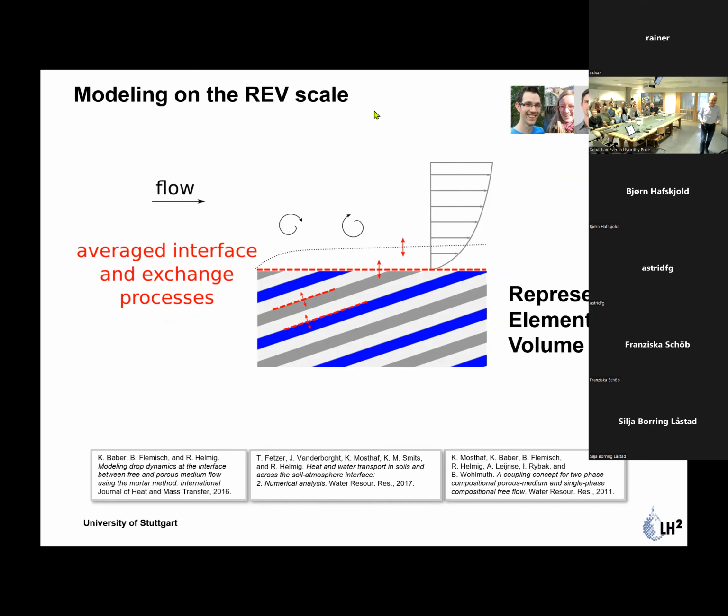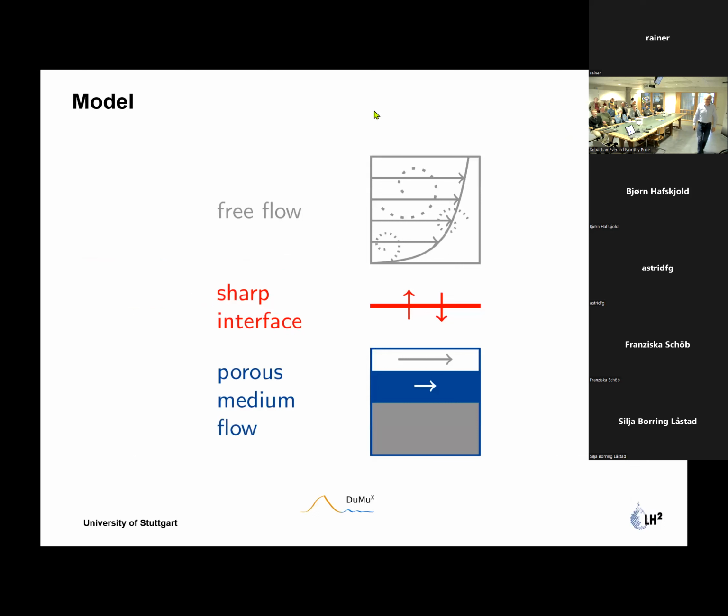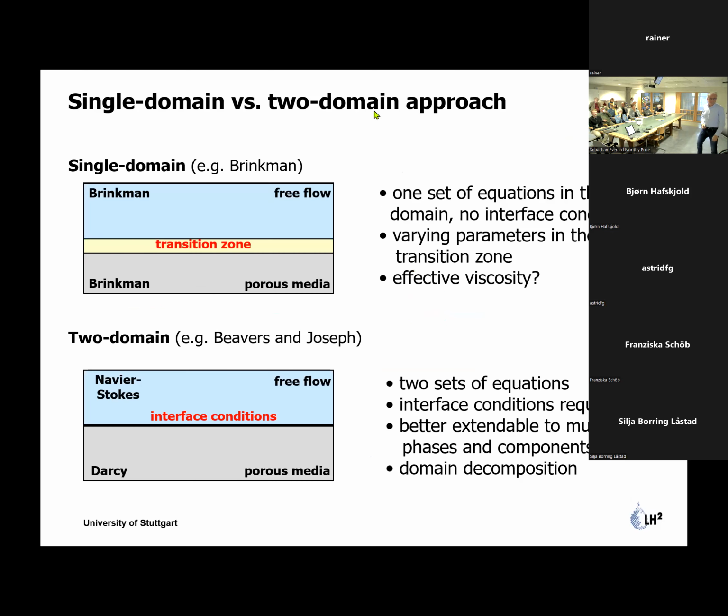Okay, we have started with free flow and porous media flow, and the porous media one is multi-phase. I will show you this REV-based model that we use. That means we must have a clear understanding of what is going on in the free flow, in the porous media, and at the interface. Okay, so you can use two different kinds of concepts. You can use the one-domain concept, that's the Brinkman equation. It's very well known for single-phase systems, but we are interested in multi-phase systems. That's the reason why we use the second concept, the two-domain concept.